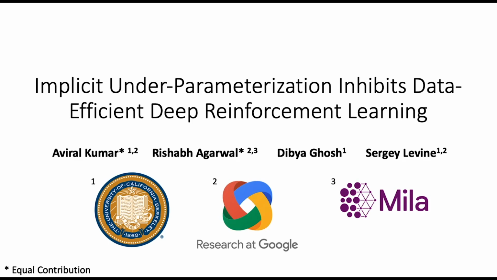Hello everyone. Today I'll talk about implicit under-parameterization inhibits data-efficient deep reinforcement learning. And this is joint work with Rishabh Agarwal, Dibya Ghosh and Sergey Levine at UC Berkeley, Google and Mila.